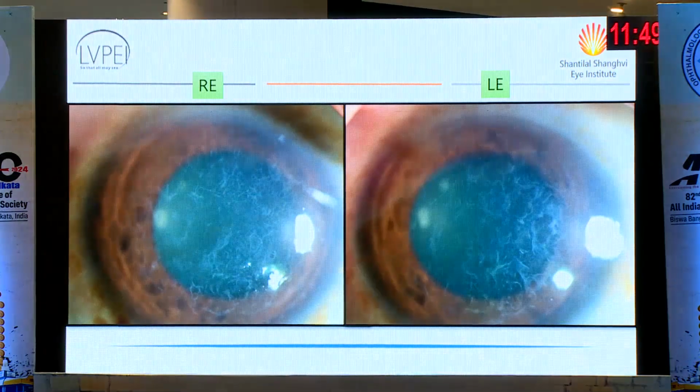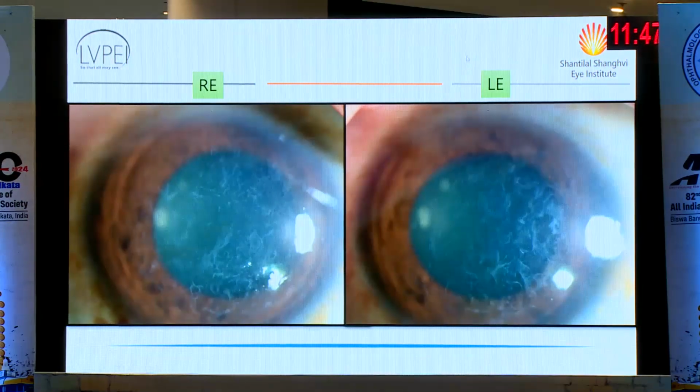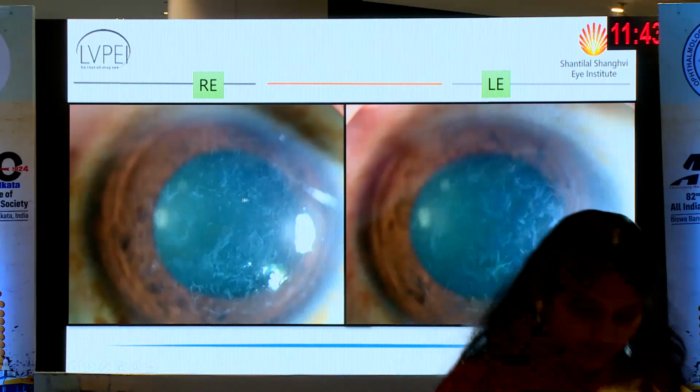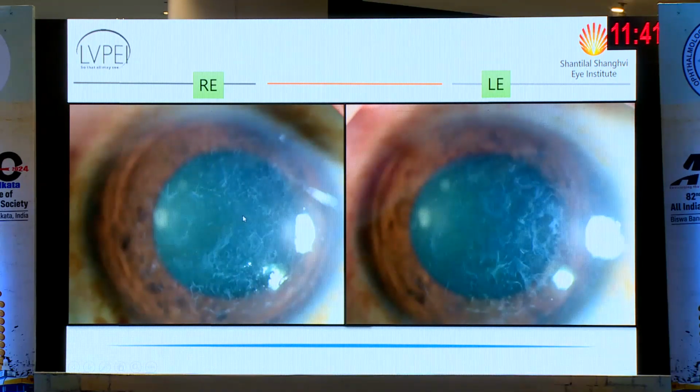And this is a clinical picture in both the eyes. What you can see is this very unusual reticular looking pattern of some kind of deposits which were lying just around the LASIK flap. I'll show you in the OCT where they were located.